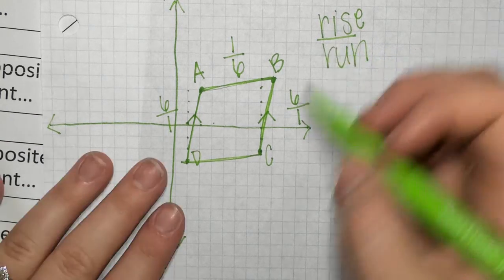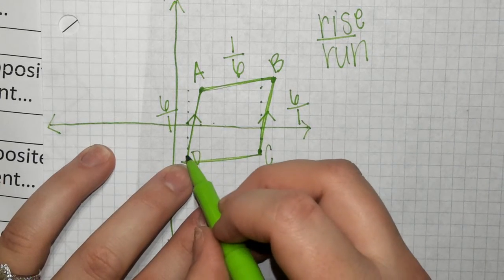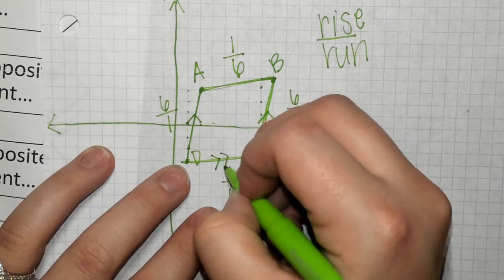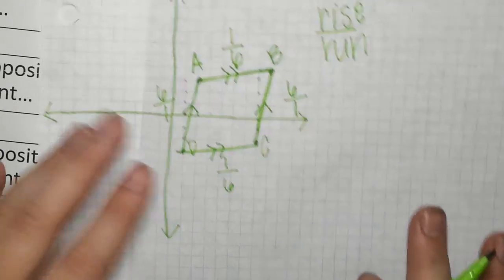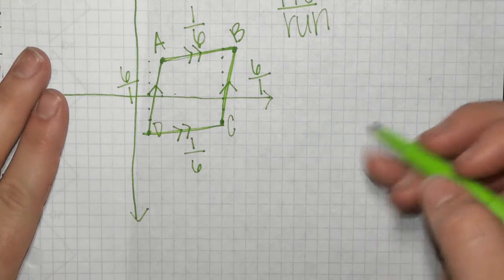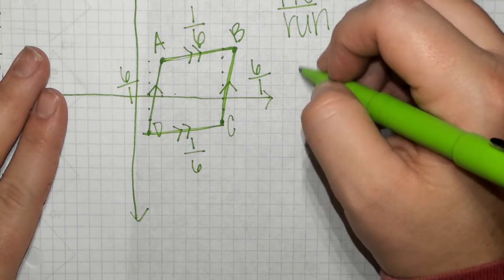Okay. What's the rise right here? We only go up how many? 1. And your run is? So are these parallel? Yes. So you have to justify on this one. I want one sentence. Here's what it would look like.